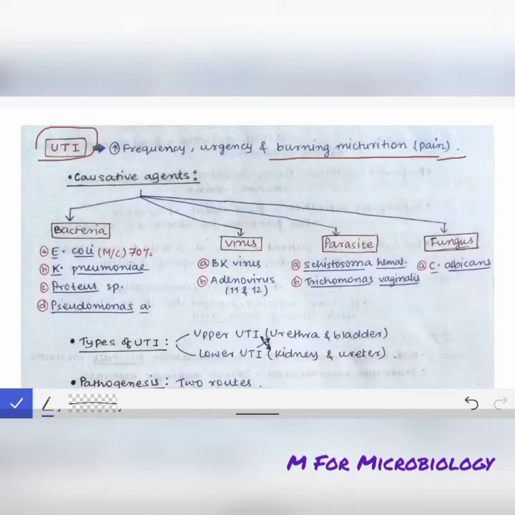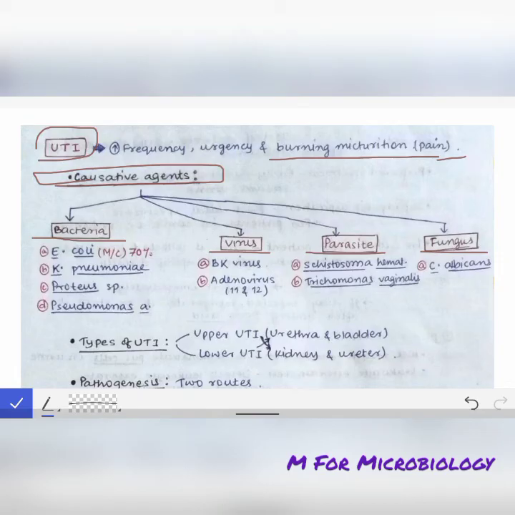The next question they will ask is the causative agents. What are the causative agents of this condition, urinary tract infection? For getting better marks, you have to tell about the organisms or the causative agents by classifying them. One classification is bacteria, other virus, then parasitic causes, then fungal causes of the UTI.